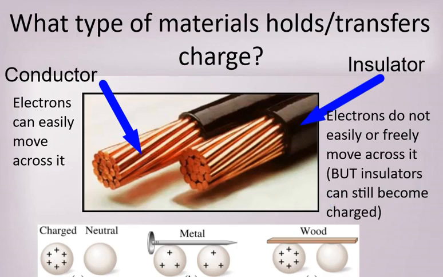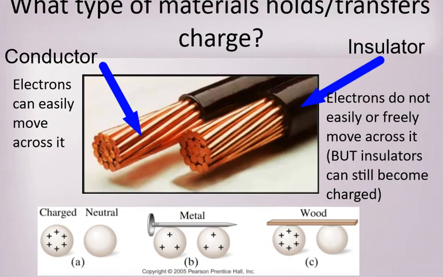So if I look at this picture below, I have a charged sphere and I have a neutral sphere. And I do want to point out that the charged sphere being positive doesn't mean it only has positive charges. And the neutral sphere being neutral doesn't mean it doesn't have any charges. It's just that for every positive charge in the neutral sphere, there's an equal negative charge. So we have an equal number of charges in our neutral spheres.